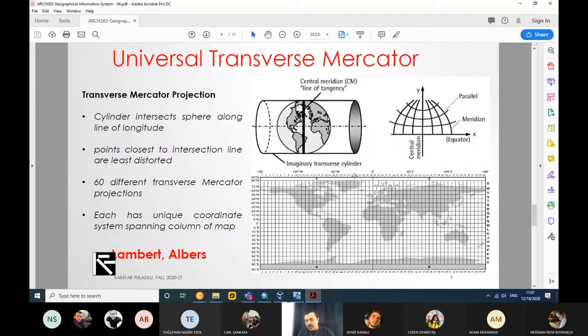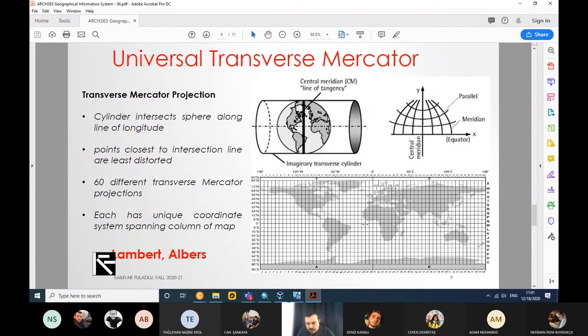For instance, the datum and the projection system of Turkey and here are also different. From North Cyprus to South Cyprus, they are even different. And this results in different problems and different issues.